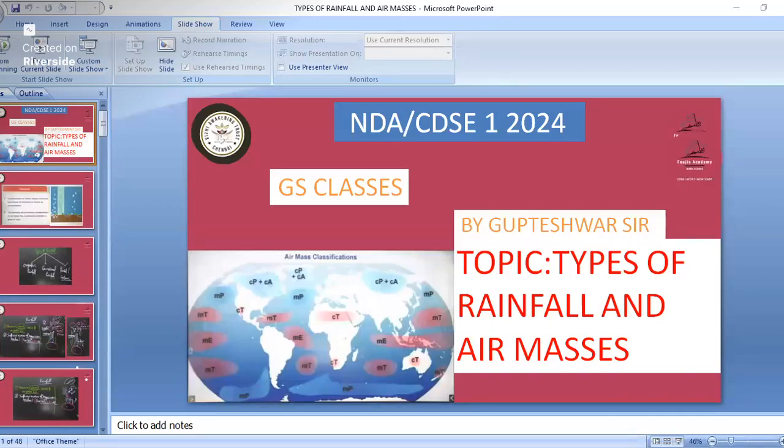So this was all about orographic rainfall. Now we will see monsoonal rainfall, which you can say is a part of orographic rainfall. Okay. Now we will see about frontal rainfall. How is frontal rainfall created?